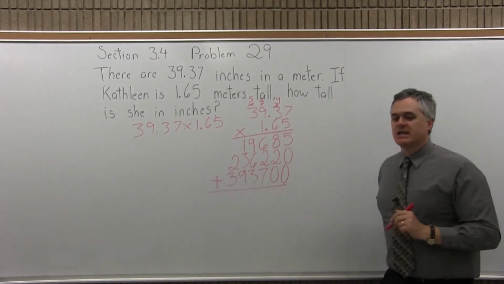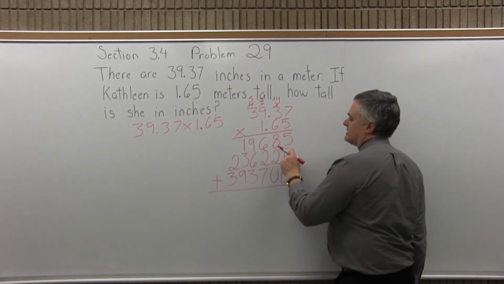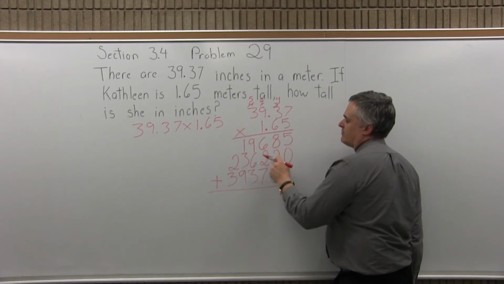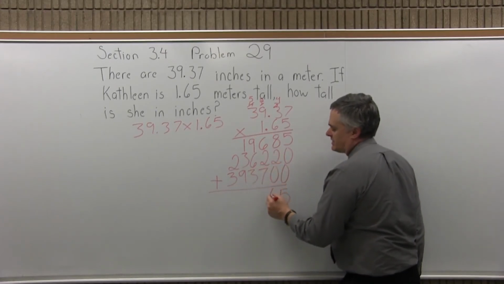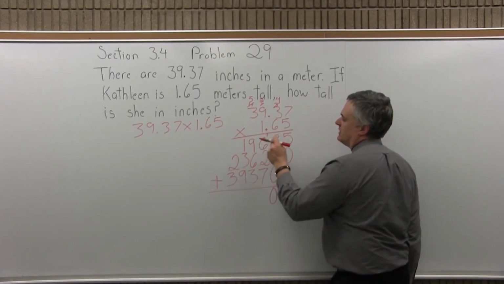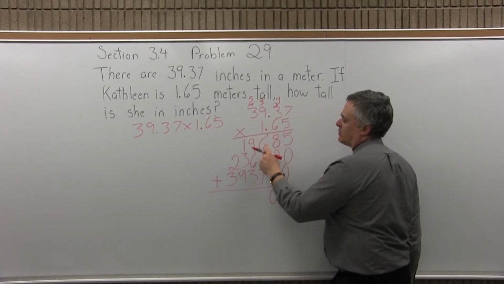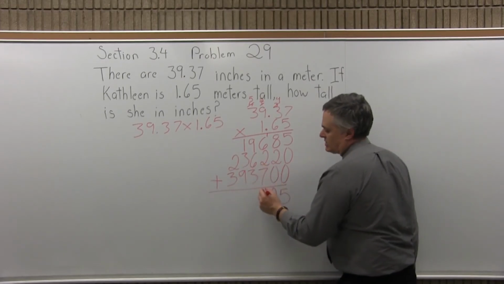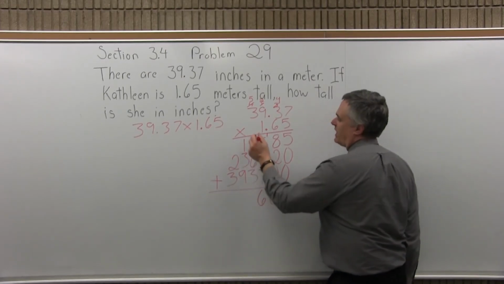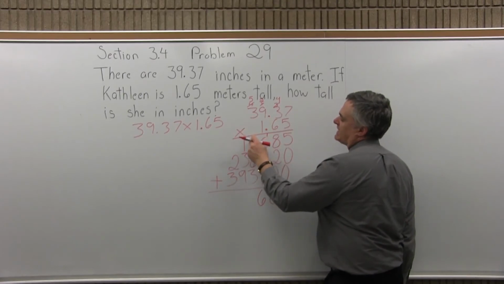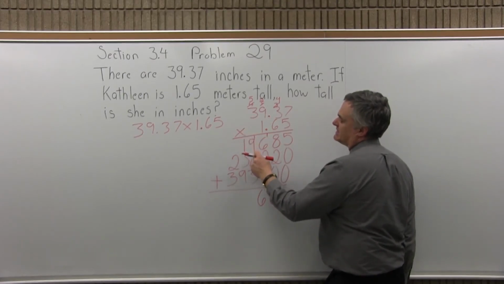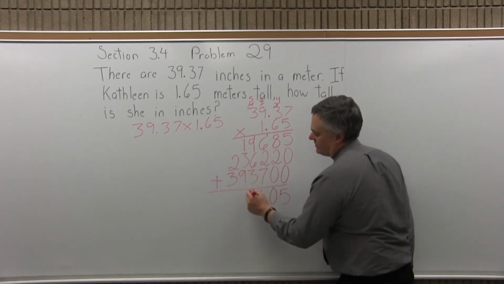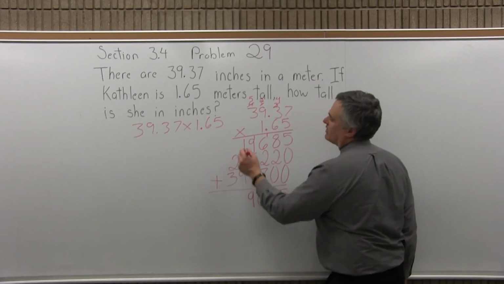Now I can add my results together. 5 plus 0 is 5. 8 plus 2 is 10. 10 plus 0 is still 10. So for 10, I put the 0, carry the 1. Now 1 plus 6 is 7. 7 plus 2 is 9. 9 plus 7 is 16. So for 16, write the 6, carry the 1. 1 plus 9 is 10. 10 plus 6 is 16. 16 plus 3 is 19. For 19, write the 9, carry the 1.